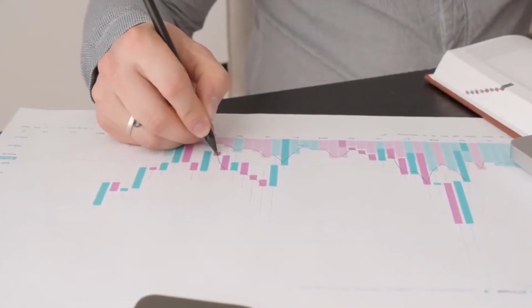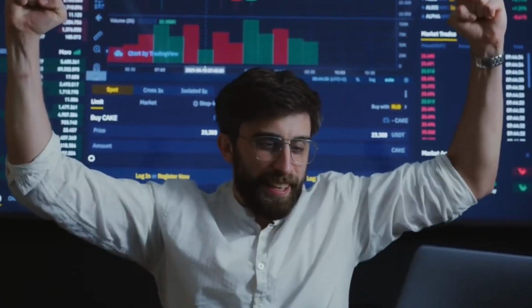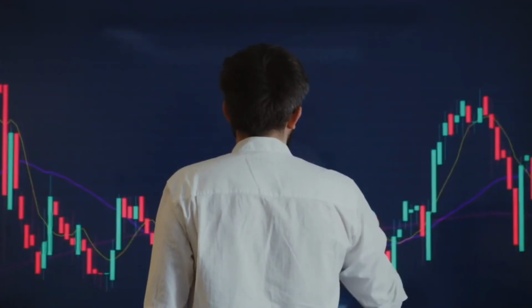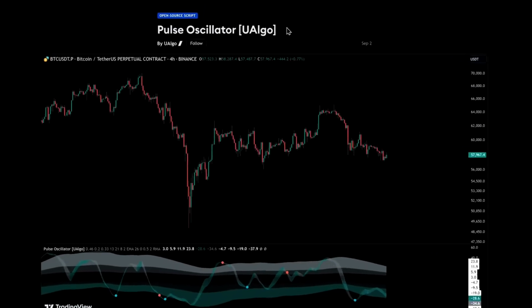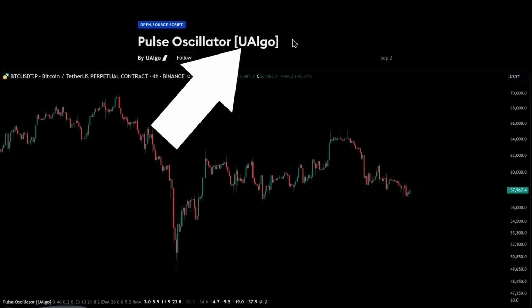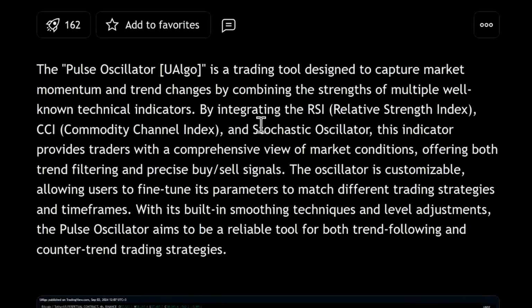Have you ever felt like your trading strategies are missing that extra edge? What if you could combine the strength of three powerful indicators into one super effective tool? In this video, I'm going to introduce you to the Pulse Oscillator by UAlgo, a game-changing indicator that brings together the RSI, CCI, and the stochastic oscillator into one cohesive system.